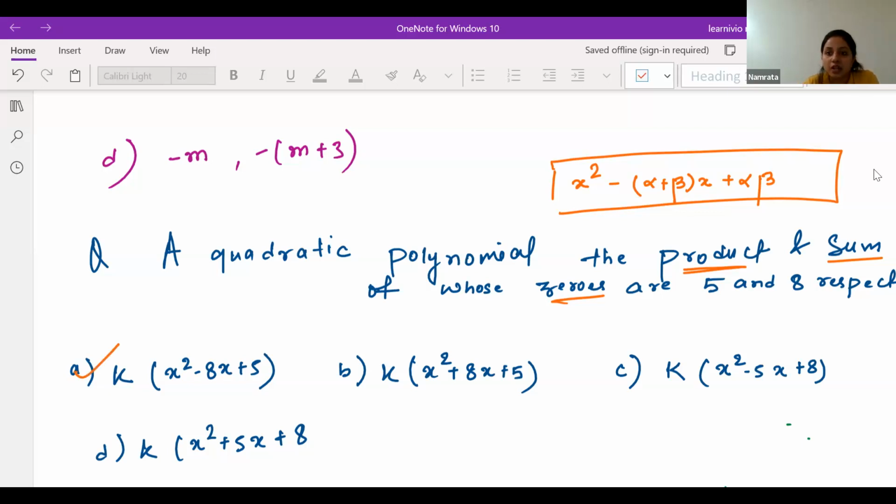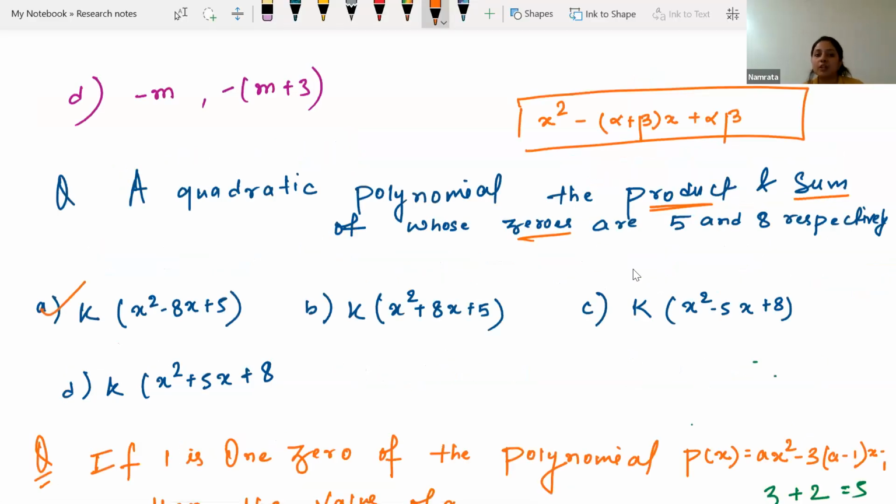Yes, A. Aisha, for you, the explanation for this one: it is a quadratic polynomial. Quadratic means the highest power will be 2. When the degree of the polynomial is 2, it's called a quadratic polynomial. When the degree is 1, it's called a linear polynomial. When the degree is 3, it's called a cubic polynomial. So here we have a quadratic polynomial, highest power is 2, where the product and the sum of zeros are given. Zeros means roots, or zeros means solution.